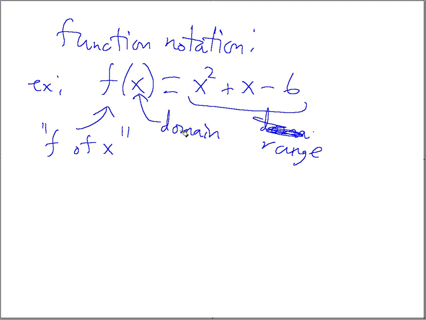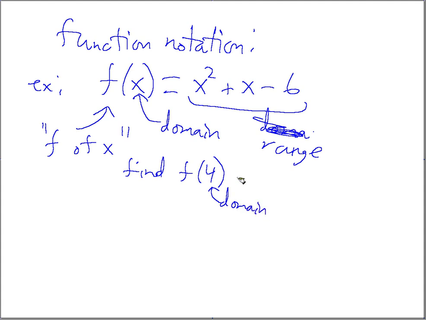In other words, if I give you a specific x, or a specific domain element, can you find the relationship of it to the range? Well, we can by simply plugging in. In other words, given this function, f of x equal to x squared plus x minus 6, let's go ahead and find, for example, f of 4. What does that mean? That means 4 is the domain.